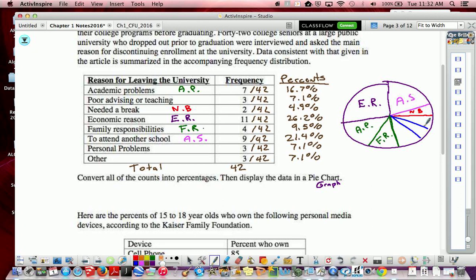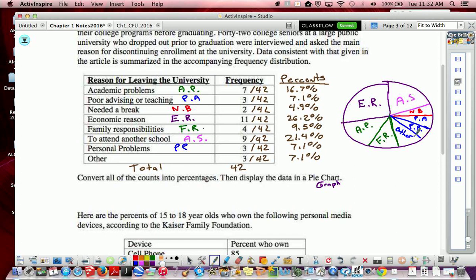Okay. So try to divide those in equal sections. Not quite, but close enough. So poor advising or teaching. So what do you want to use for that one? PA. So poor advising. PP for personal problems. Oh, wow. That just sounded wrong. And I can actually write other. I can probably fit that in. And I got my display.